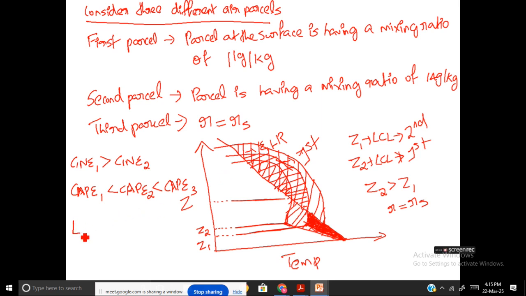And when you look at the LCL, the lifting condensation level in case of the first parcel is greater than the lifting condensation level in case of the second parcel, which is greater than the lifting condensation level in case of the third parcel. Okay, I think it is clear: we are considering different air parcels with different mixing ratios, how the CAPE and CIN areas are changing, and how the height at which the lifting condensation level occurs is changing. Okay, so yeah, that's it.